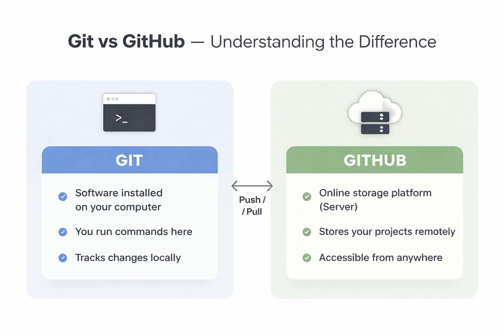Think of it as a server or a cloud storage platform. The projects you build on your local computer get pushed up to GitHub so they're saved remotely and can be shared or collaborated on. So Git is the tool, GitHub is the hosting platform, two different things working together.